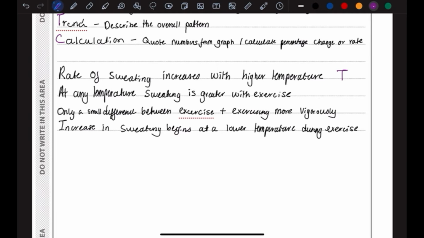At any temperature, sweating is greater with exercise. You could say that's comparison. It's comparing it to at rest. Cool. Only a small difference between exercise and exercising more vigorously. That's another comparison that we mentioned. And the increase in sweating begins at a lower temperature during exercise.